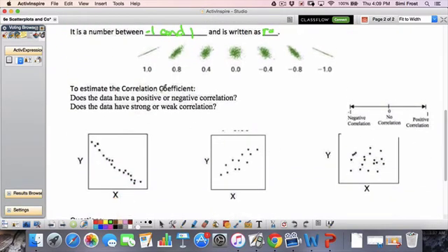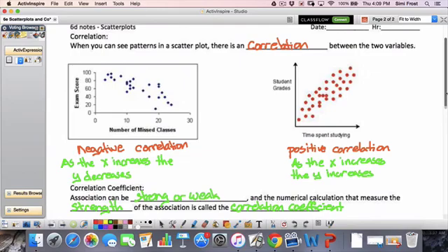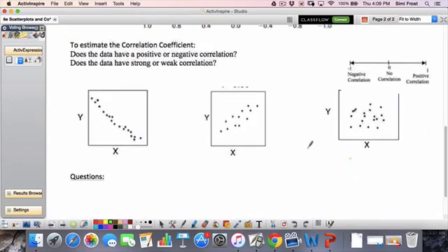To estimate the correlation coefficient, does the data have a positive or negative correlation? All right, so looking at this one over here, these dots are going downhill from left to right. So think of it like our slope. It's a negative slope. Also, as the x's get bigger, the y's are getting smaller. So we know it's going to be a negative correlation. So I'm going to put R equals, and then I can go ahead and put negative.